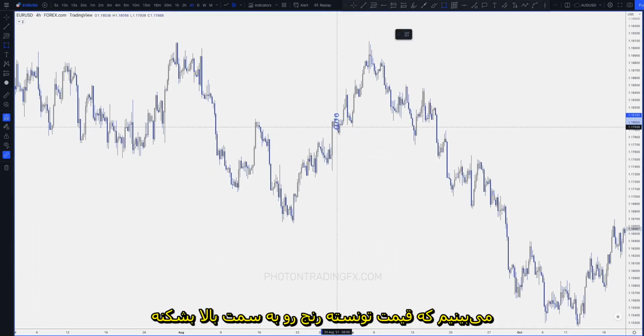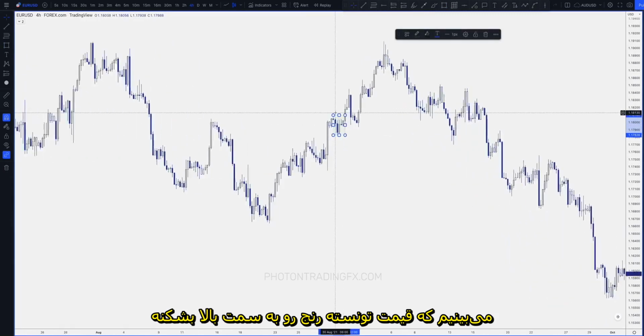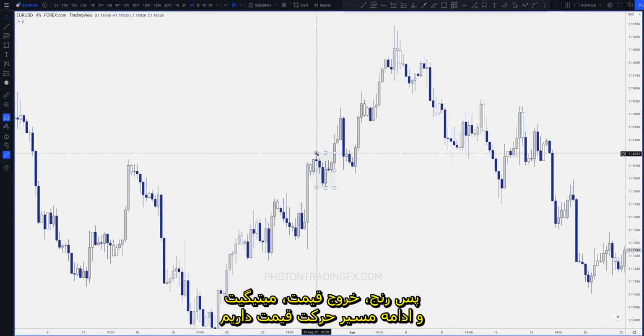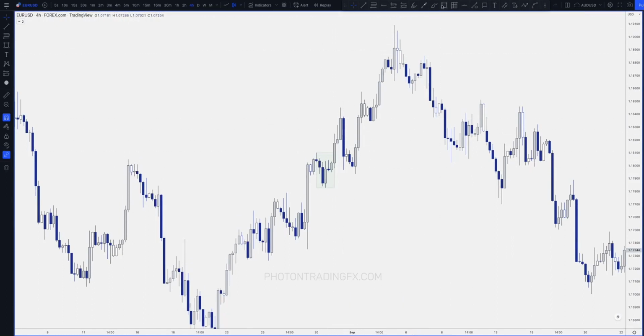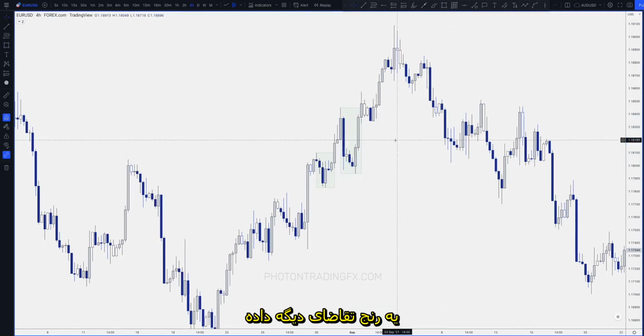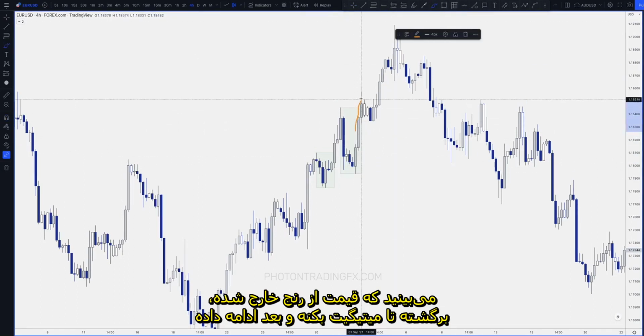We can clearly see from the low to the high that price breaks that range to the upside. So that gives us our demand range. So we have a range, initiation, mitigation, and then we continue. Again, draw it from the high to the low, drag it across to where it's broken, and then we have another demand range. You can see price initiates out, it comes up, backs and mitigates it, and continues.